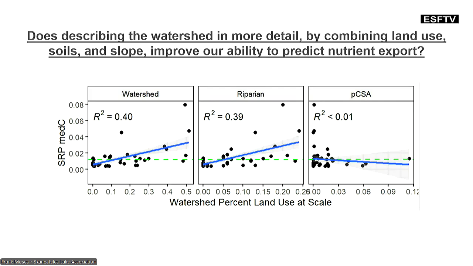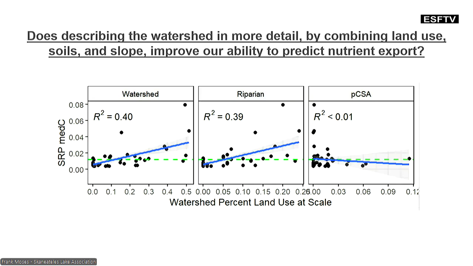All right, so to test whether describing watersheds in more detail improves predictions of nutrient export, we built multiple linear regression models using watershed characteristics like number of concentrated animal feeding operations alongside land use at the three spatial scales. For simplicity, I'm just going to focus on the median concentration of SRP, as the patterns were similar for the other constituents.